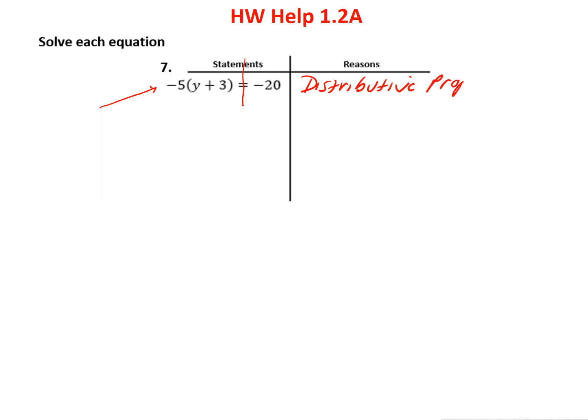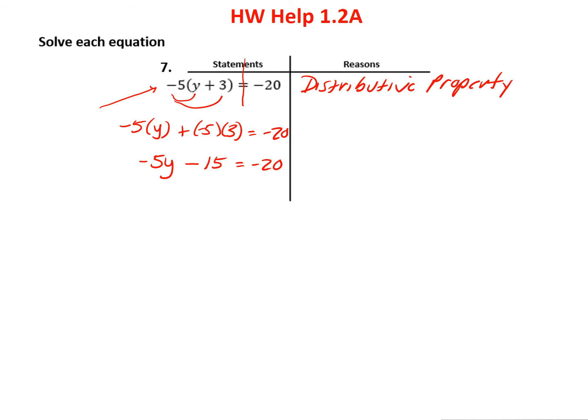That means we're going to distribute the multiplication by minus 5 to both things inside. So we're going to take the minus 5 times the y. So I have minus 5 times y plus minus 5 times 3. And that, of course, still equals minus 20. Well, minus 5 times y is minus 5y. Minus 5 times 3 is negative 15. So I'll write subtract 15 equals minus 20.